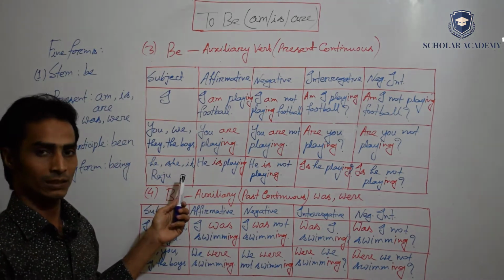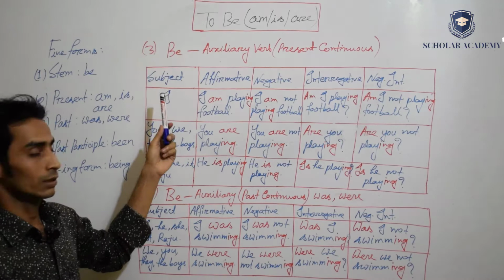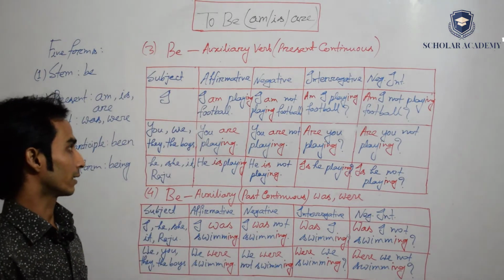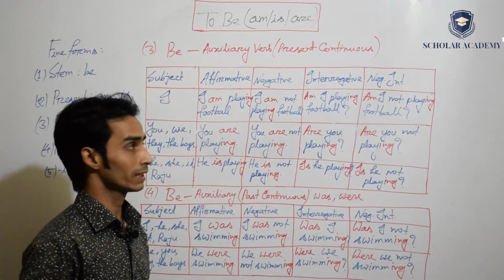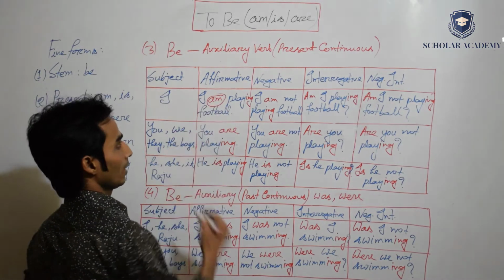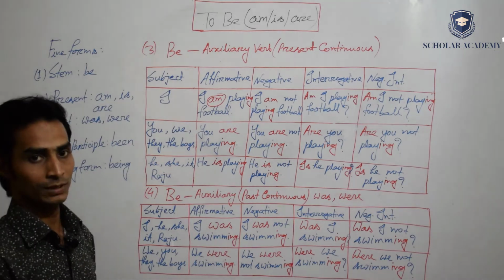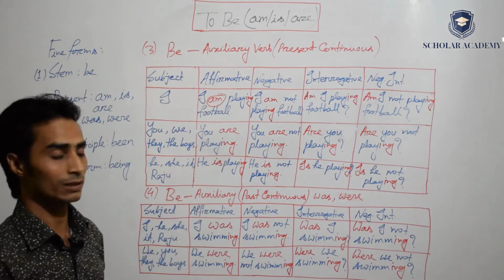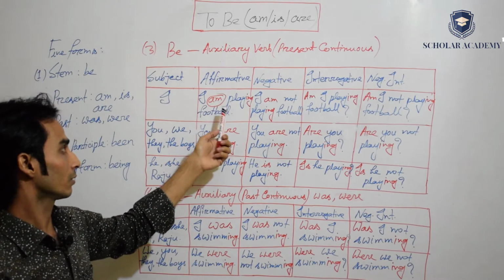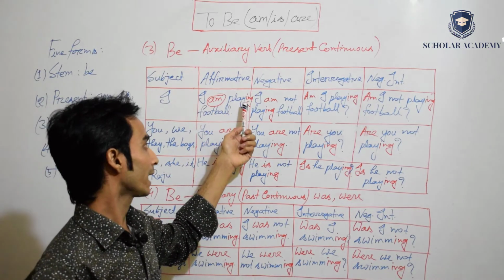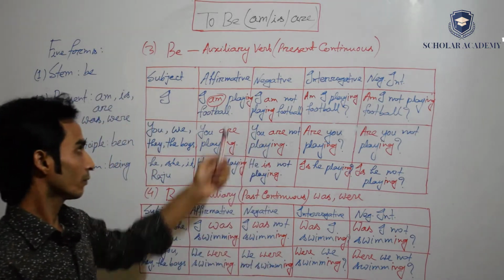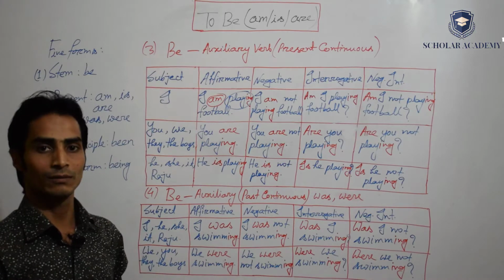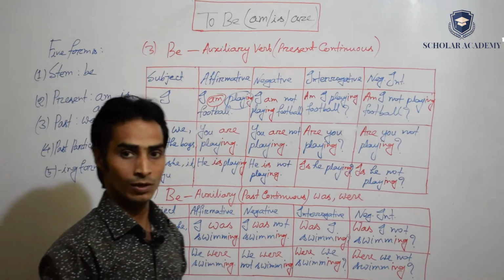Okay, so when the subject is I, the sentence can be I am playing football. Here am is an auxiliary verb, and this auxiliary verb is followed by the ing form of the verb, or present participle. Okay, playing, here playing is the present participle form of a verb.